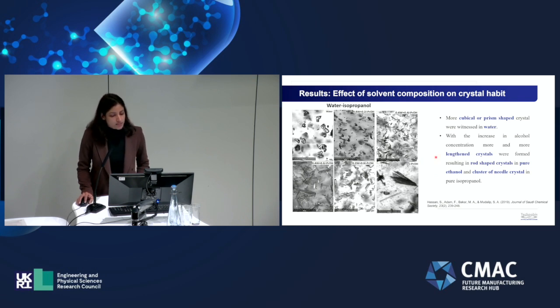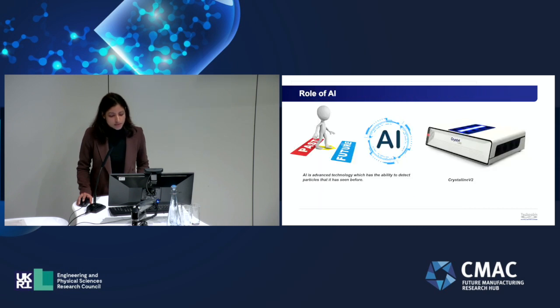And the reason for this is attributed to the change in the growth rate mechanism. With the addition of alcohols, it decreases the mass transfer and increases the surface integration, which results in growth in one crystallographic axis. And from these images, we can see the change in the crystal habit, but to characterize it in terms of particle shape and particle size, the new Crystalline V2 takes the help of AI.